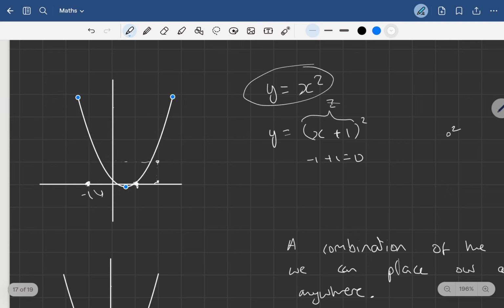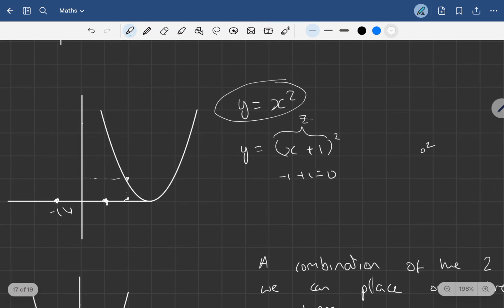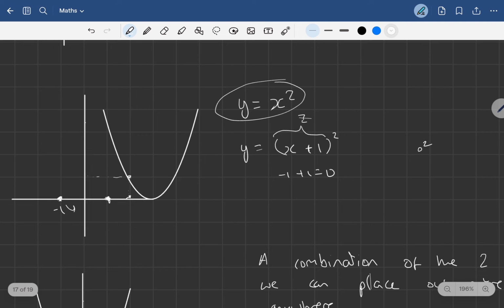What if I do 3 forward? 3 forward, that means I want to do everything 3 steps later. So I do x minus 3 squared.